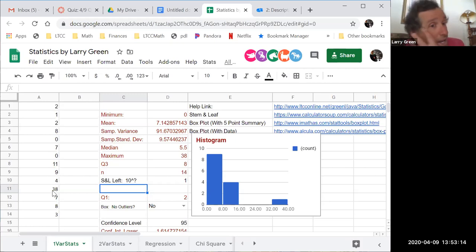Okay, so we now have our data entered. What we want to do is analyze this data.